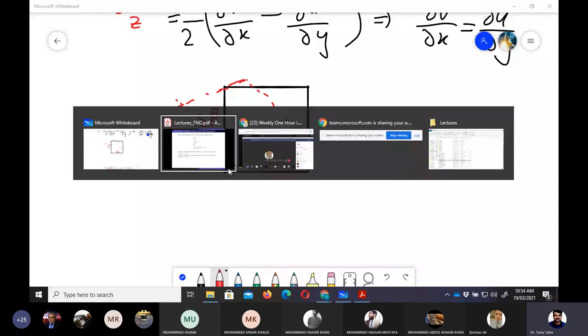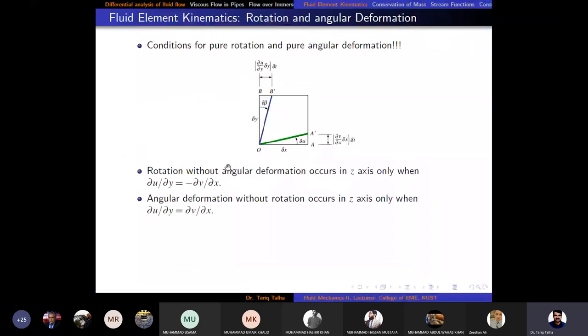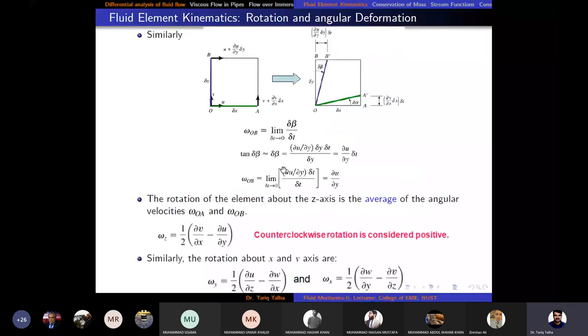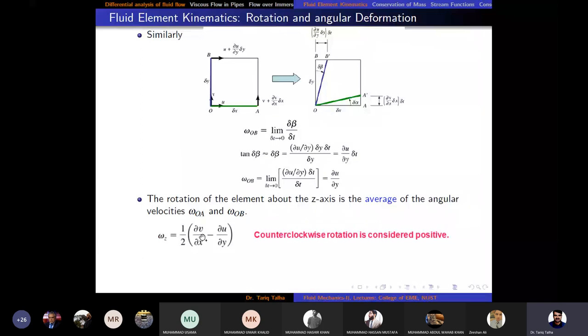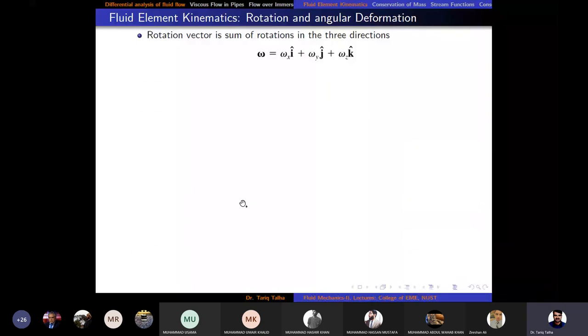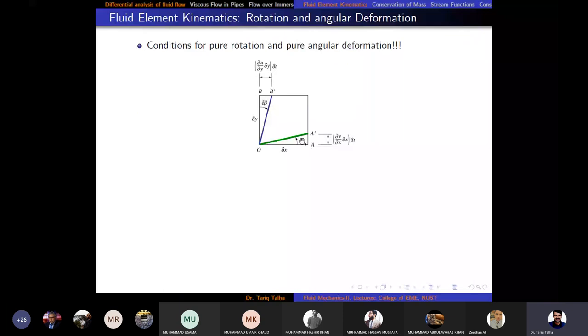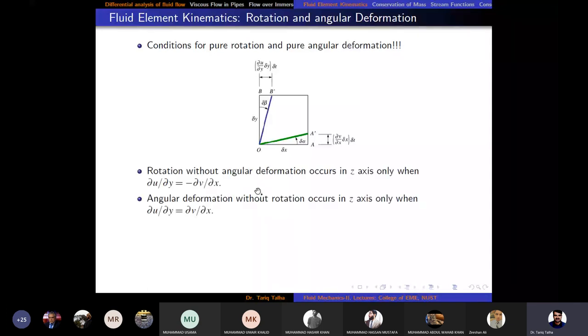Okay, second point, that is the angular deformation without rotation. It means that there is no net rotation of the element, but only change in shape. That can only occur when we have zero rotation. In this formula, when would zero rotation occur? When wz is equal to zero, which means partial v by partial x is equal to partial u by partial y. So in this figure, delta alpha is equal to delta beta, and because delta alpha is counterclockwise and delta beta is clockwise, if we add them, the result would be equal to zero. If that is the case, then we would have angular deformation without rotation.